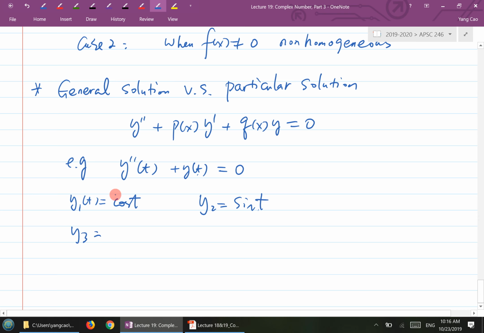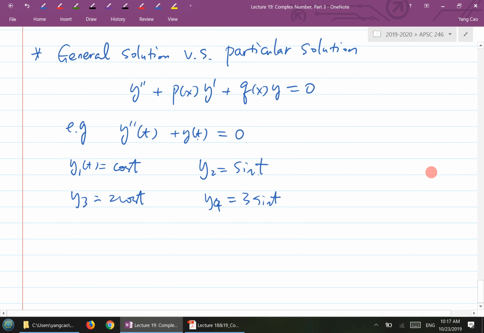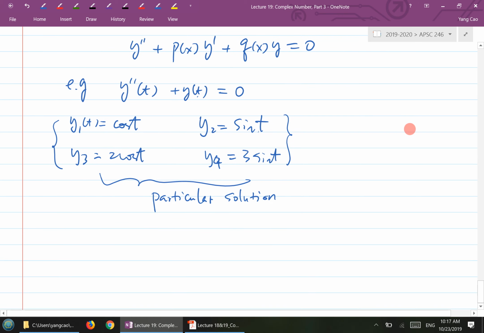And if you multiply cosine t by 2, you'll see it's still a solution. Same thing, if you multiply sine t by 3, that's also a solution, right? All of these, we call them particular solutions. Congratulations, you get a particular solution, but that's not the end of the day.